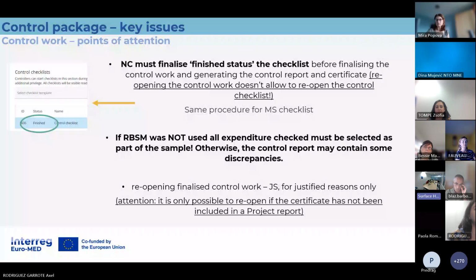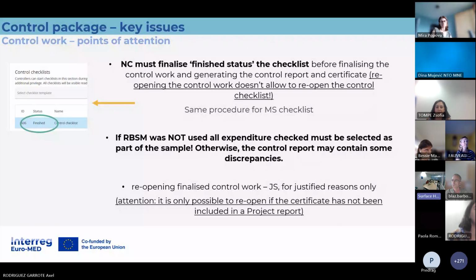Even if we have the possibility to reopen a control work, it won't be allowed to reopen the control checklist. So if there is an issue with the control checklist, it should always be redone if the control work was finalized and the report was generated. So it's a bit tricky, but we hope if you pay attention, we can avoid reopening the reports, because it takes a lot of time and resources on our side too.